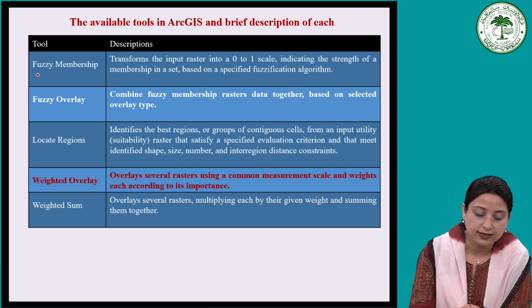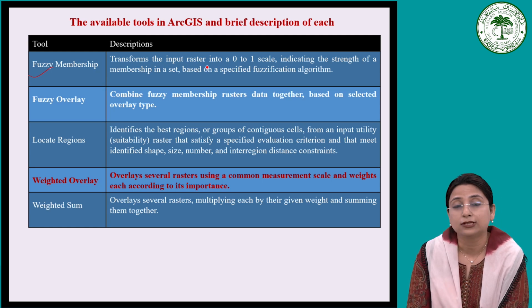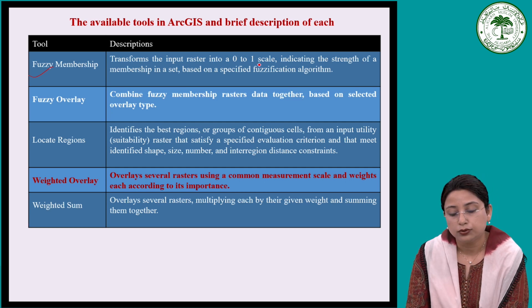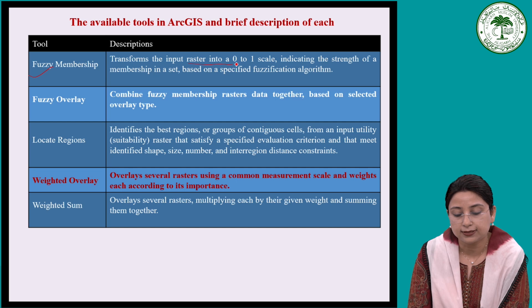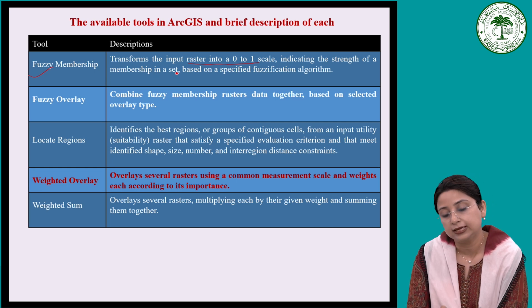The first tool given here is fuzzy membership. Here, what we do is transform the input raster, because, as I have said, the information for the multiple layers we are considering is given in raster. So we have to transform the input raster into 0 to 1. All the rasters are transformed into a 0 to 1 scale, indicating the strength of membership in a set. What is the strength? It means which is the most important, which is intermediately important, or which is the least important.